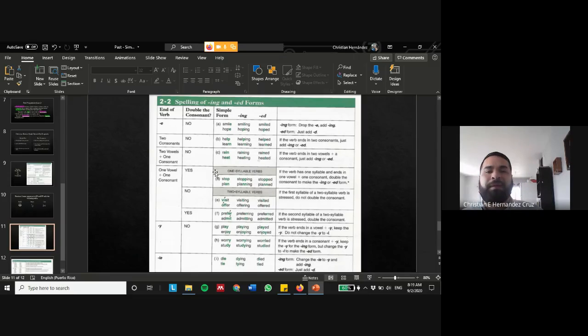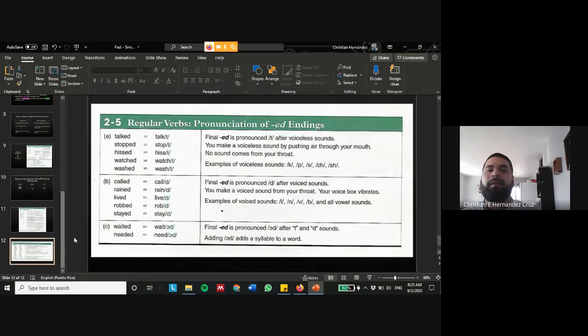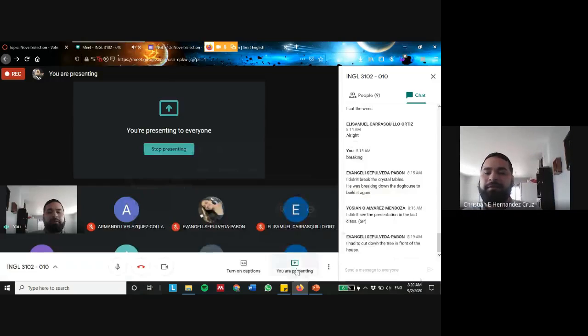So basically, there are some rules on how to spell these conjugated verbs in the past tense. Sometimes you have to double the consonant, which is the same thing we did for the present progressive. This is all available on the presentation. I'm going to upload this once class ends. And there are some regular verbs and their pronunciations. So, for example, you don't say stop-ped, you say stopt. Stuff like that. Right now, I'm out of time, so I guess that's it for today.